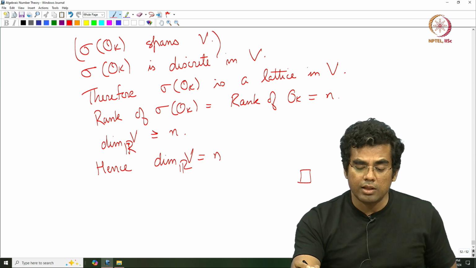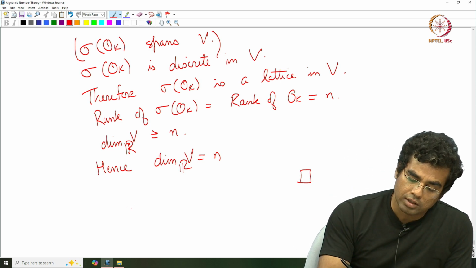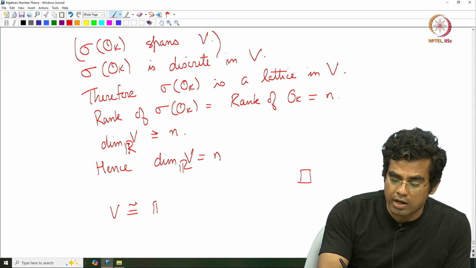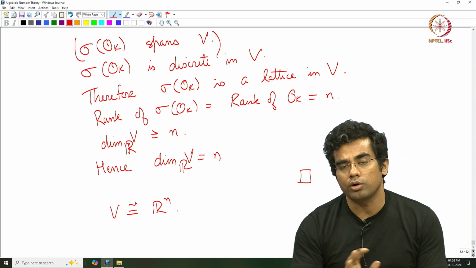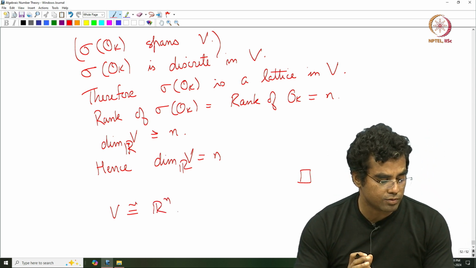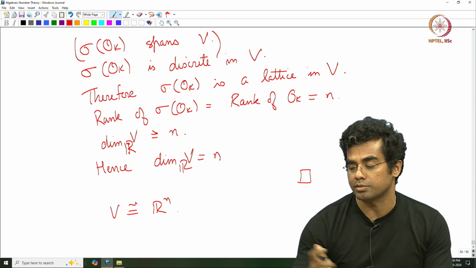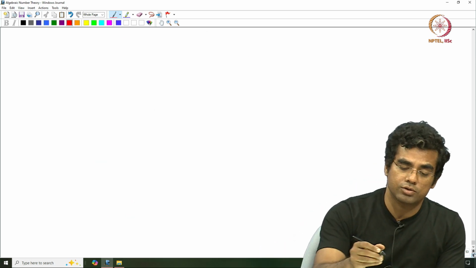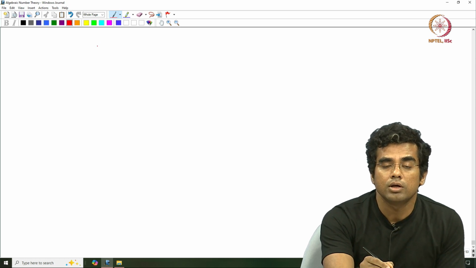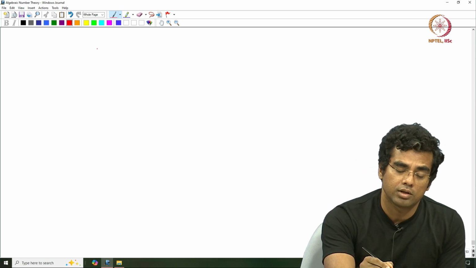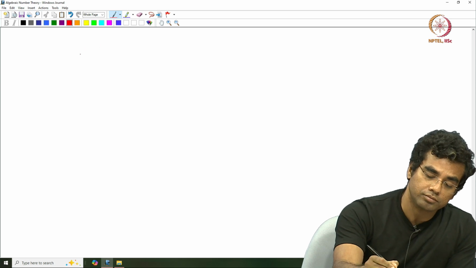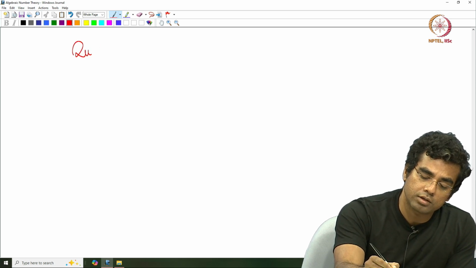Now, what does that tell me? It tells me that V is isomorphic to R to the n. Okay. I am not going to choose this isomorphism, I just want to notice that there is an isomorphism like this. And now, we are in a position to ask this question, because now we have not made any choices except the ordering of the embeddings.